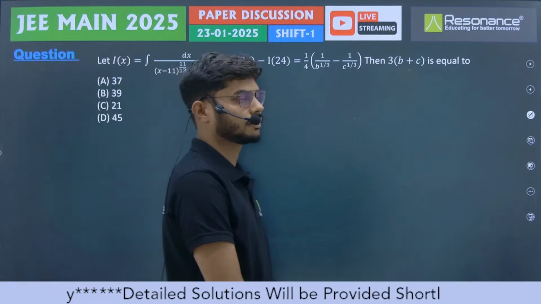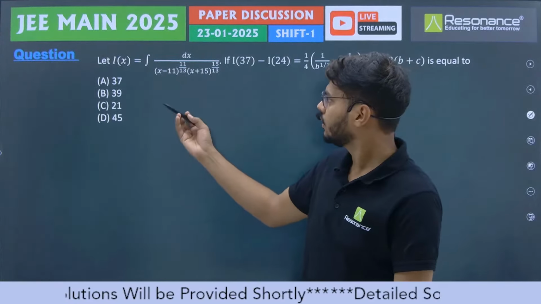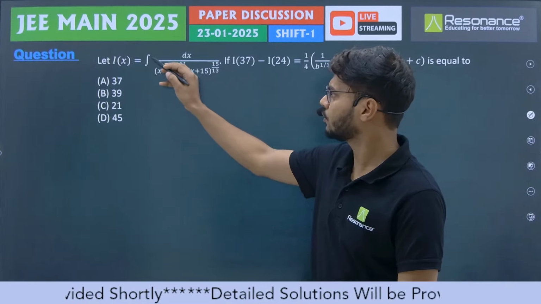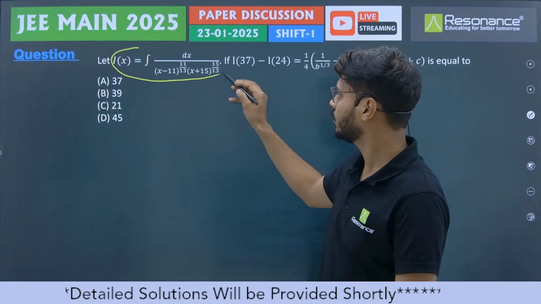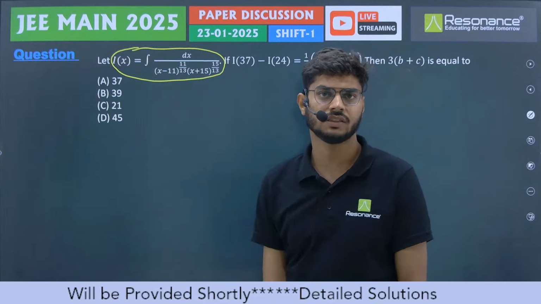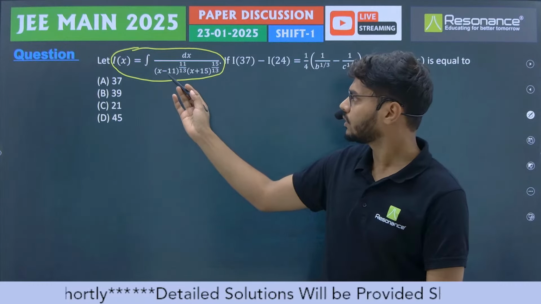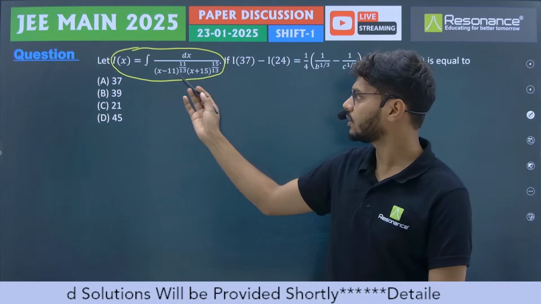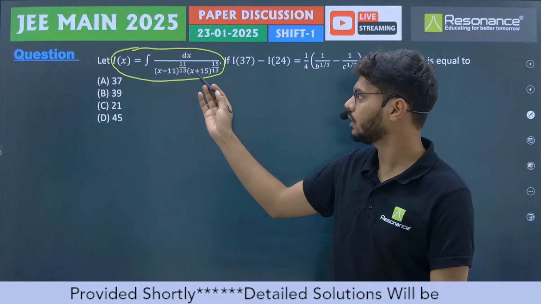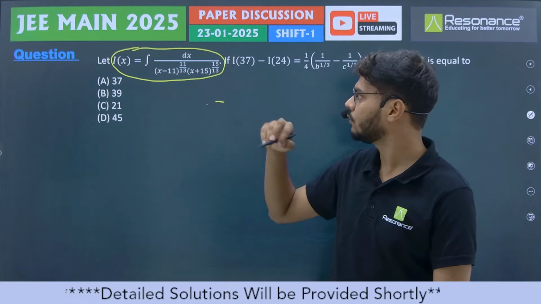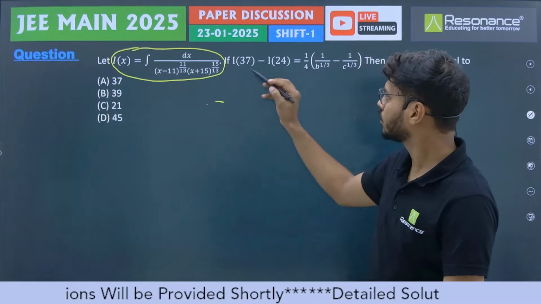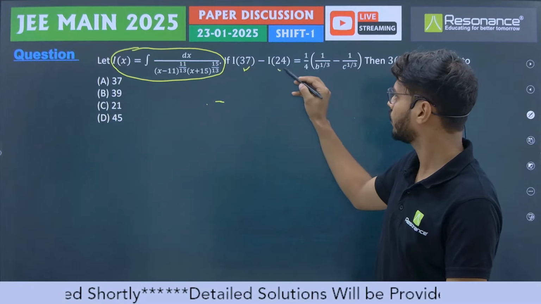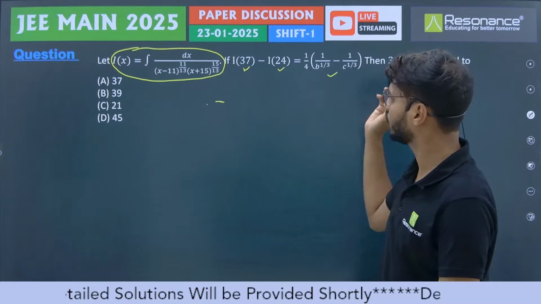Integration questions. In the Resonance sheet also, this type of questions are given. So easily they ask this question from the Resonance sheets. The question is integration of dx upon (x minus 11) to power 11 by 13 into (x plus 15) to power 15 by 13. Also, I37 minus I24, they mention this thing. I have to find the value of b and c.